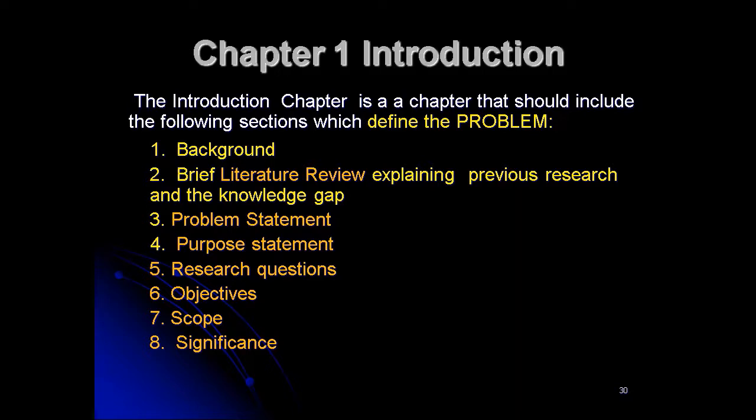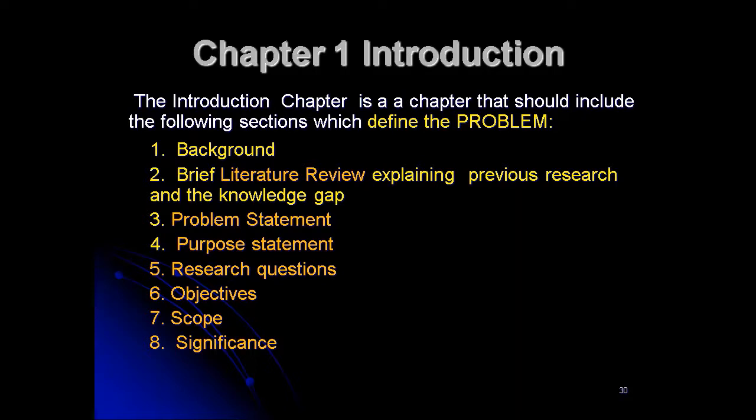And then you start to go in, along the pyramid, to do the literature review, explaining the previous research and the knowledge gap, and then you go to problem statement, purpose statement, research questions, objective, scope, and significance. So that's what we are going to deal with in this particular lecture, which is from problem statement. I mean, we have done the literature review. Now we're going to go to how to write the problem statement, purpose statement, research question, objective, scope, and significance.